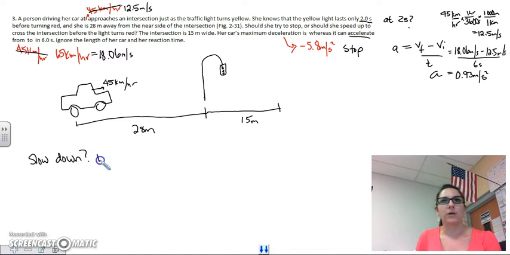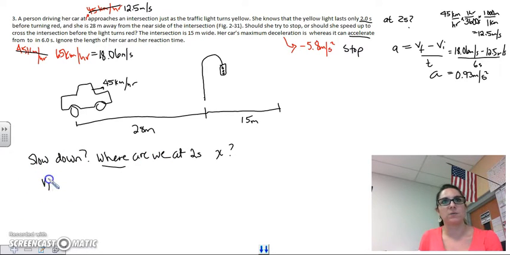So where are we at 2 seconds? Now, and that's a where, so we're looking for a distance or an x. Of course, you could solve these any way you'd like. There's more than one way to solve this, but this is how I'm going to solve it. So let's try the slow down. Our information is the following.